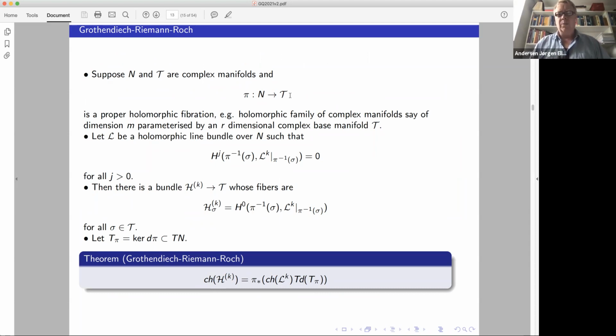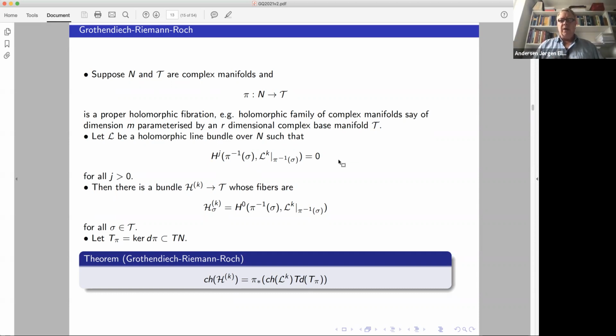So this is the way that algebraic geometry would like to set it up. They would, of course, require that these are all algebraic, but we don't need it. We just need them to be complex manifolds. And let's say the total space has dimension M, and the base space has dimension R, so the fibers are M minus R dimensional complex manifolds. Let's assume that we have a holomorphic line bundle over N in such a way that if you look at all the higher cohomology groups of the line bundle restricted to all the fibers, you get 0. So everything is concentrated down in H0 in each fiber.